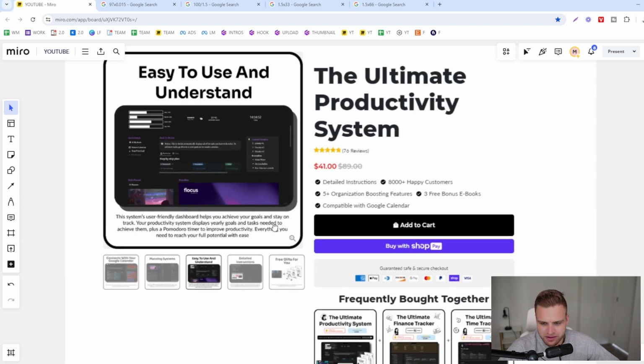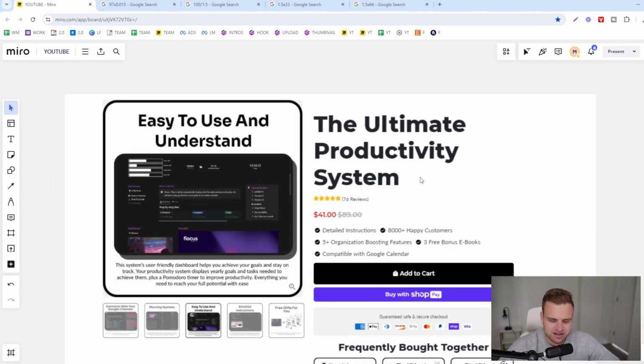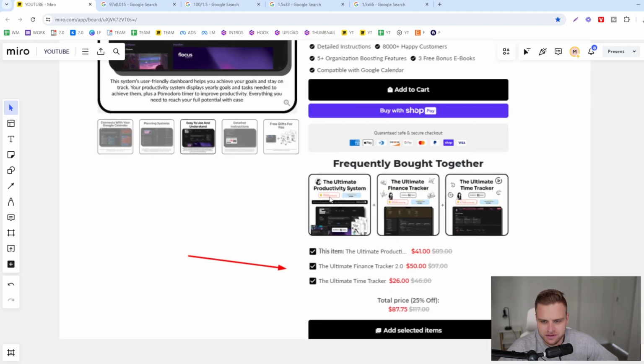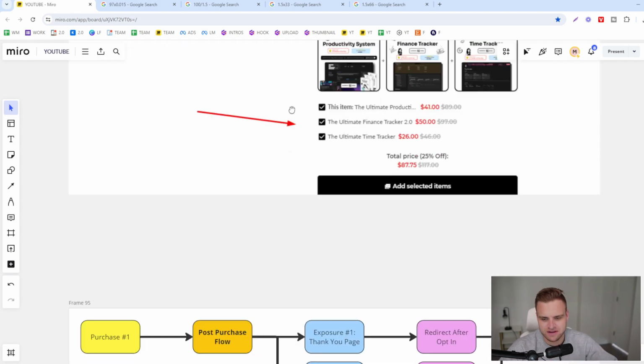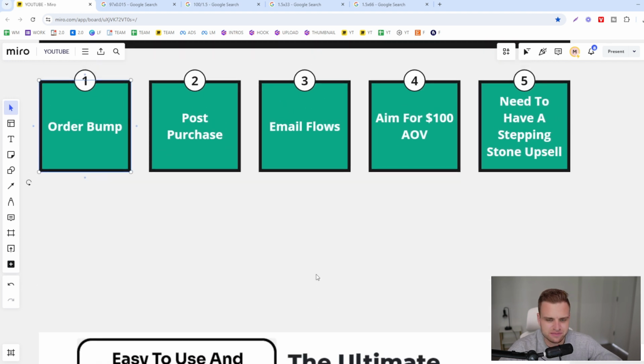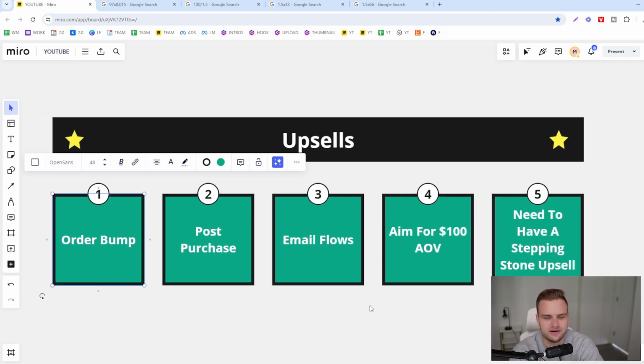An order bump, you might have something like, I clicked on this Notion template for the Ultimate Productivity System, but now you could also get the Ultimate Finance Tracker and Time Tracker too. That's kind of an order bump or a frequently bought together. It's a good example. If you have something that you could also sell, and it doesn't have to be expensive, even $20 here, $15 there, $47 there, a small percentage of people buying those can really increase your average order value quite a bit.